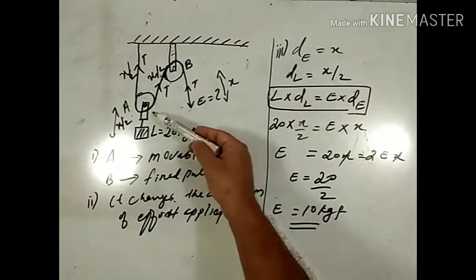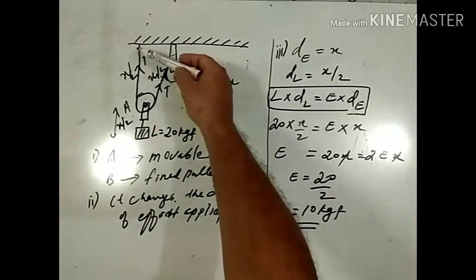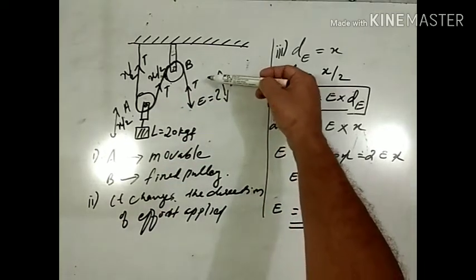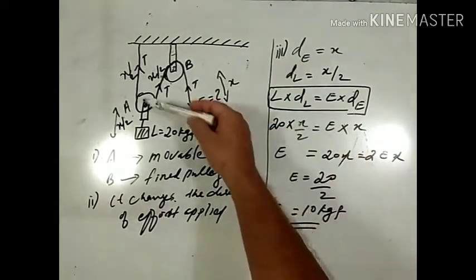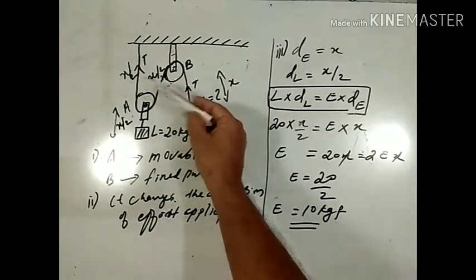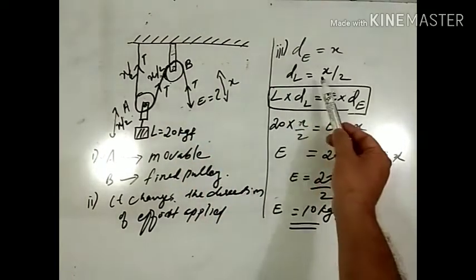Okay, because you look at this pulley, movable pulley A. This is being supported by two segments of the rope. When the effort moves through a distance x in the downward direction, each segment of the rope moves through a distance of x by 2 and x by 2. As a result, the load will rise up to a distance x by 2.